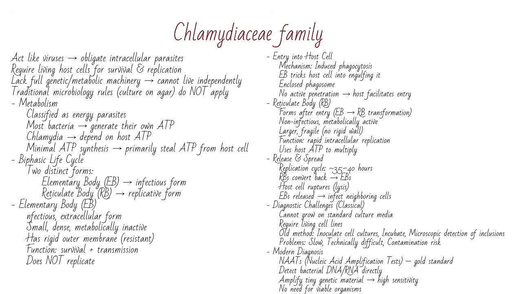Let's start with their biology, specifically the Chlamydiaceae family, because to understand the diseases they cause, you really have to understand how bizarre their life cycle is. The research classifies them as energy parasites, and that is a remarkably accurate description. Most bacteria are self-sufficient, they generate their own ATP to fuel their metabolism, build their cell walls, and replicate. But not this family. The Chlamydia family lacks the metabolic engines to do this.